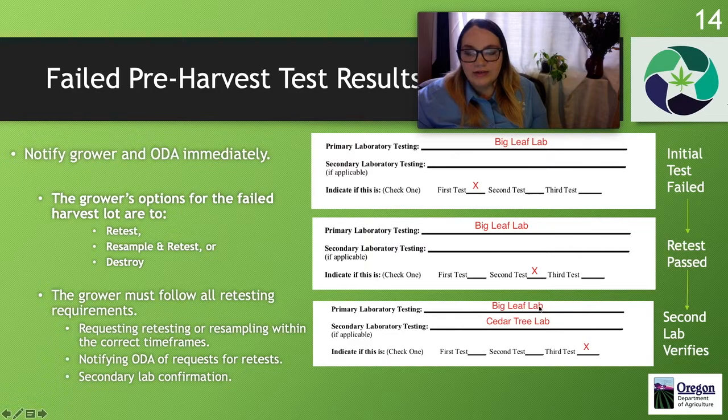And similarly, if the grower passes that second test, a secondary lab needs to verify that. So you would be coordinating with the other lab that's going to be confirming that result and sending that file sample to that lab. And then that lab would put secondary lab testing and they would mark the third test.